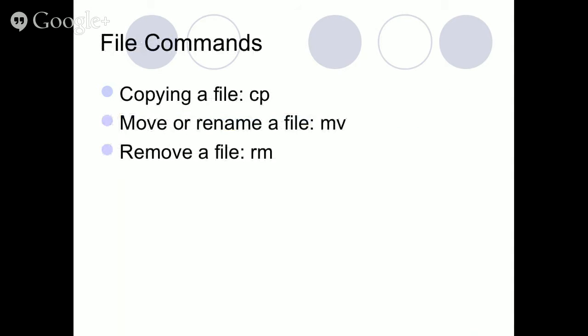All right, so copying a file is very easy. It's just cp. To move or rename a file, you have mv, and then to remove a file it would be rm. So you can say move file. You move this particular file to a chosen location, or you can copy the file and then move it to another location as well.